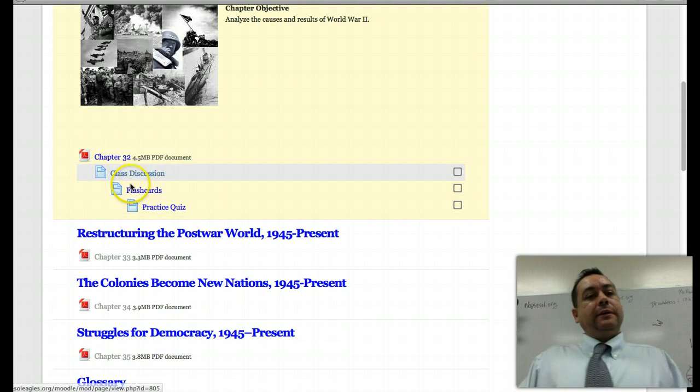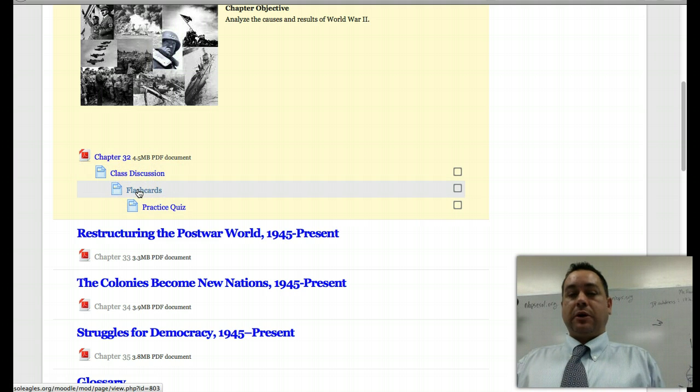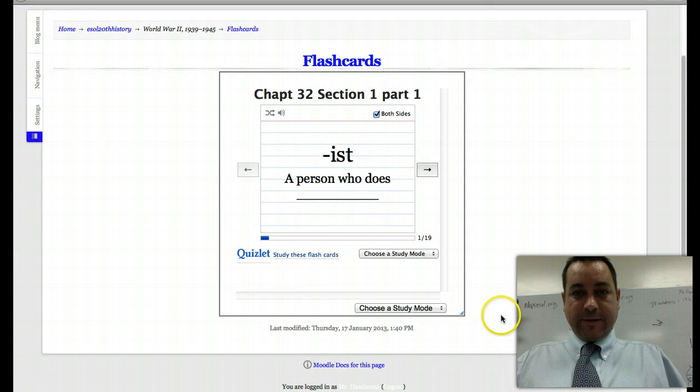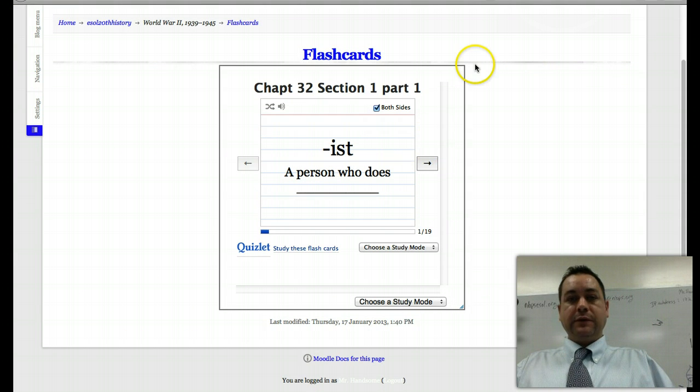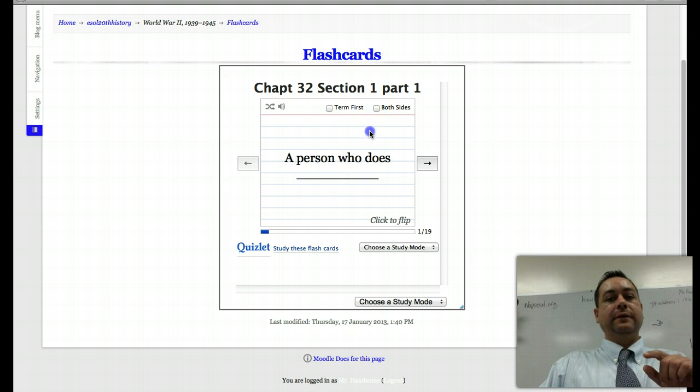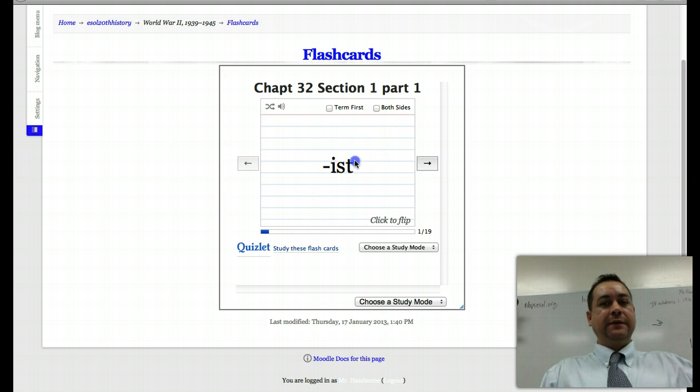The next thing to do to study for the test for tomorrow is to go to the flashcards here. I make things so easy for you. I'm such a good teacher. Here's your flashcards. These are all the words that we've talked about. You can have it where it's both sides. When I was a student, I liked to study and have the word on one side and the definition on the other.